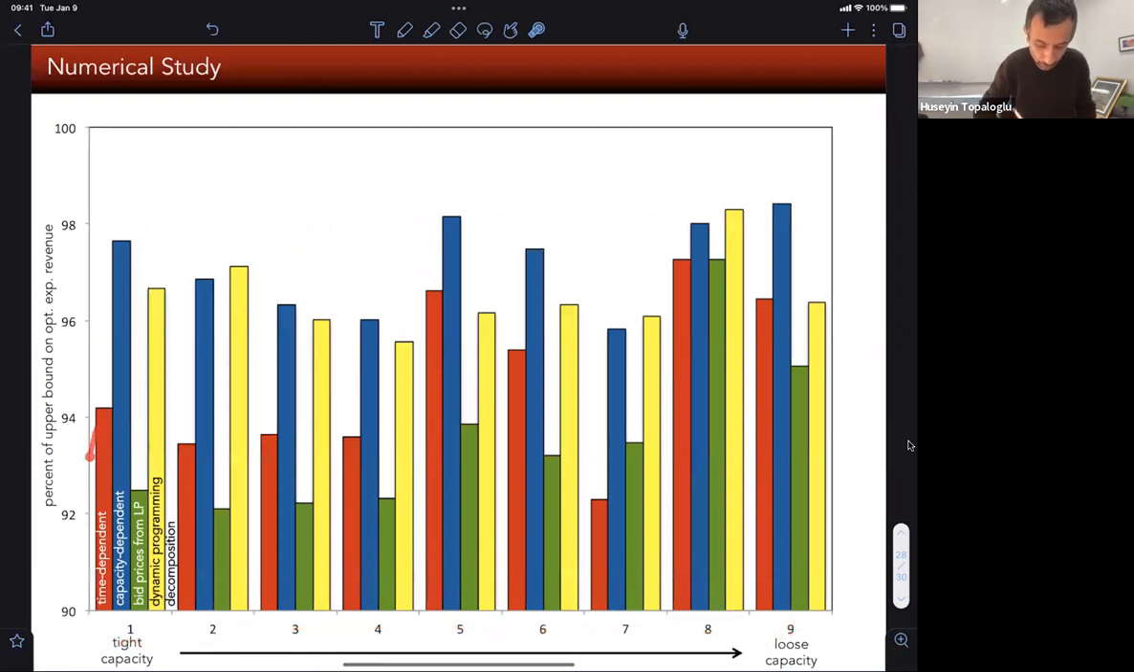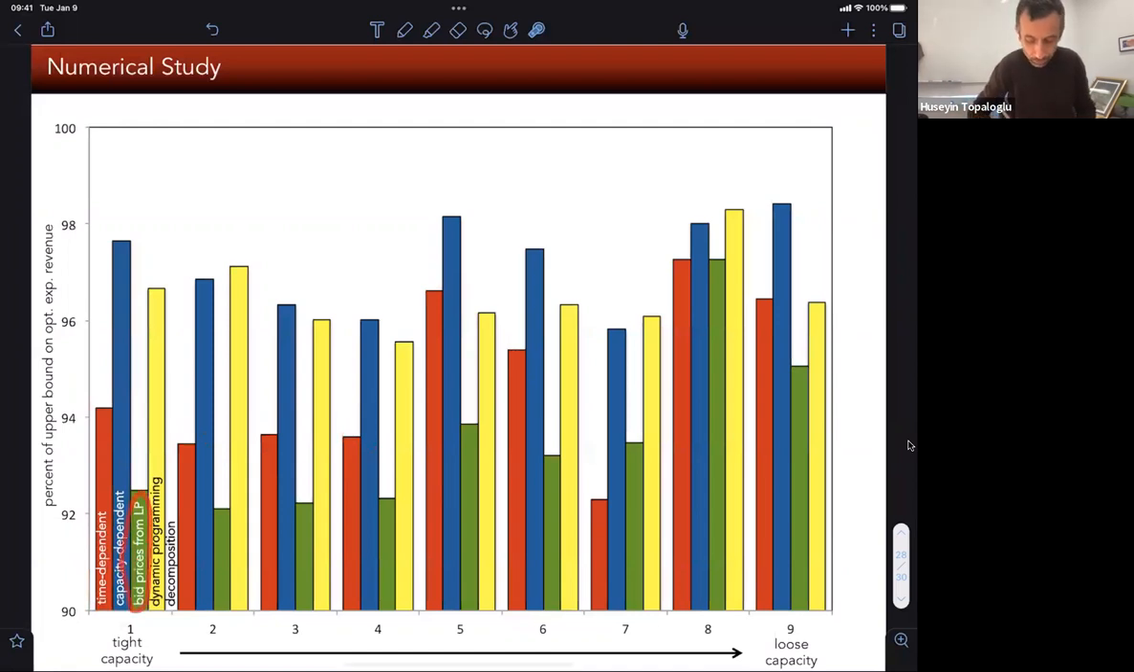The red bar corresponds to the total expected revenue collected by our time-dependent bid prices. The blue bar is the total expected revenue collected by our capacity-dependent bid prices. So as you see, the blue bar is always larger than the red bar. So these sophisticated capacity-dependent bid prices actually buy something, and improve the revenues.